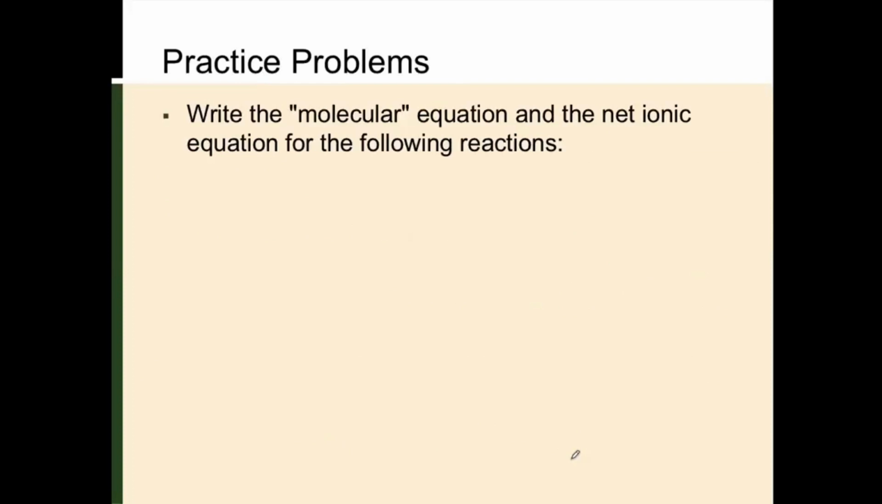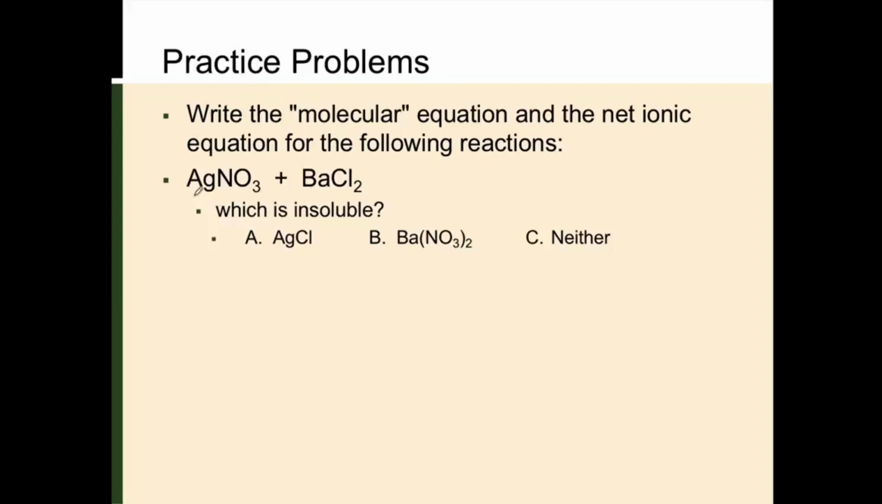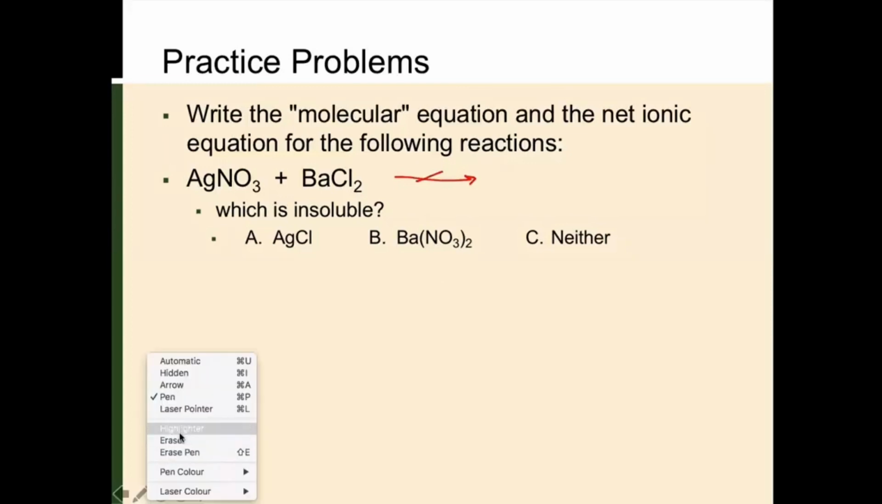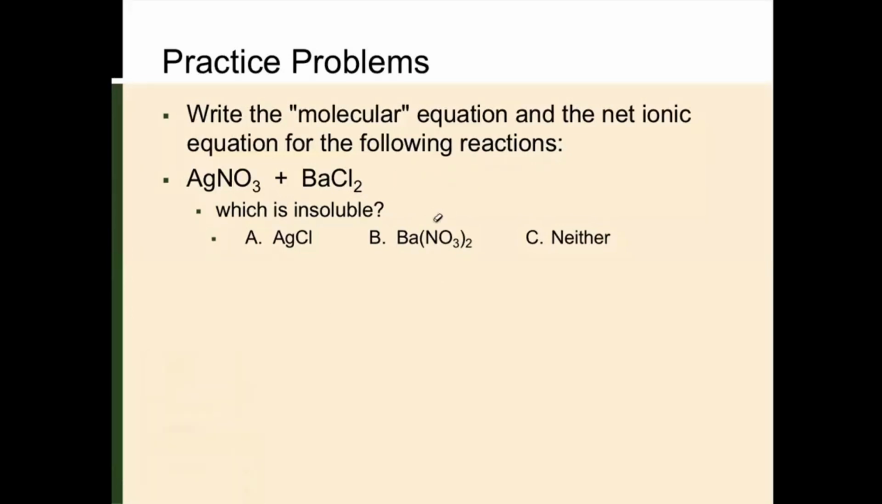So whenever we write the molecular equation and the net ionic equation for the following reactions. So we have here silver nitrate plus barium chloride. So we're going to be asking which one is insoluble. So we can write out our net ionic equation. So it's going to be, let's get rid of that. Okay. So our net ionic equation would be what?